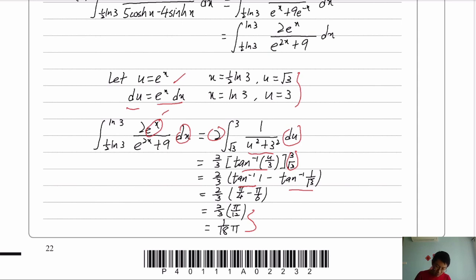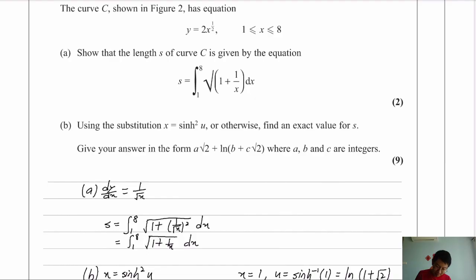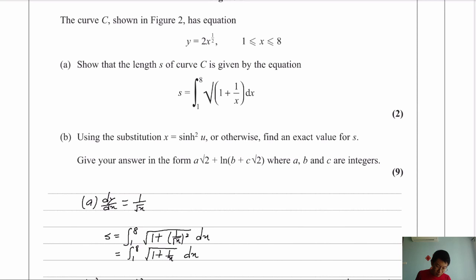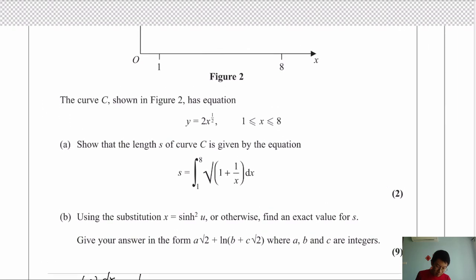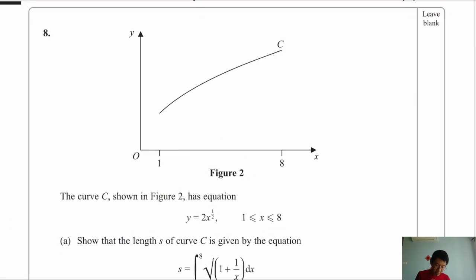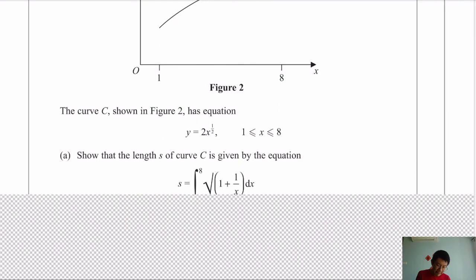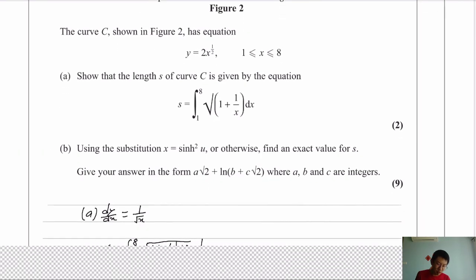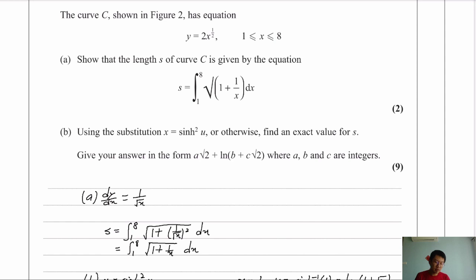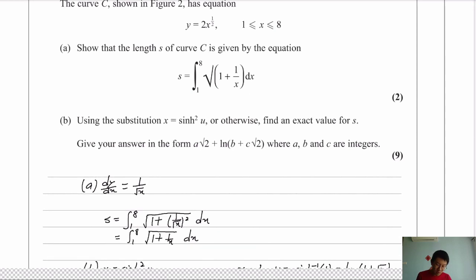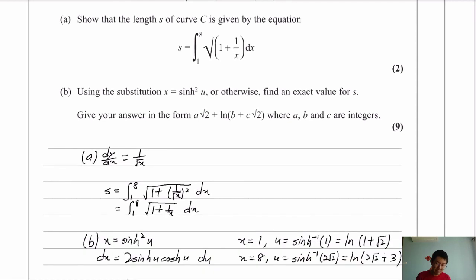Okay, so next, this is the equation of the curve given, and we have y equals 2 times x to the power of half, and x goes from 1 to 8. So show that the length of this curve is given by this equation.